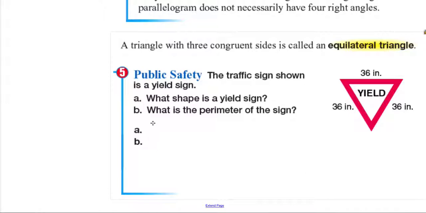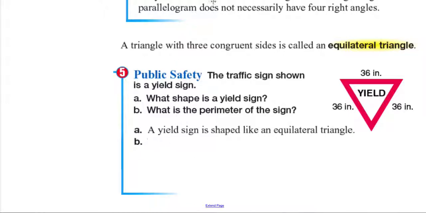A triangle with three congruent sides is called an equilateral triangle. So if you have a triangle where all sides are congruent, we call that an equilateral triangle. The traffic sign shown is a yield sign. If you've been noticing this in the street, yield simply means give way. Okay, so what shape is a yield sign? What is the perimeter of the sign? Obviously, it is a triangle.